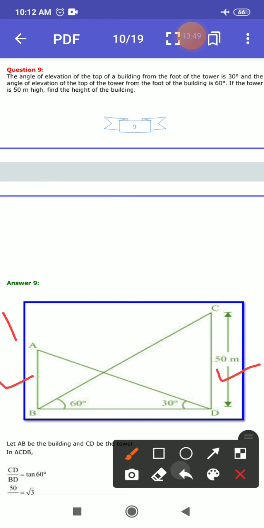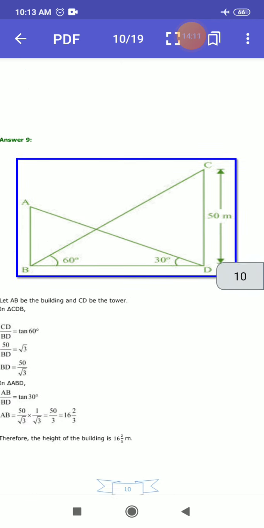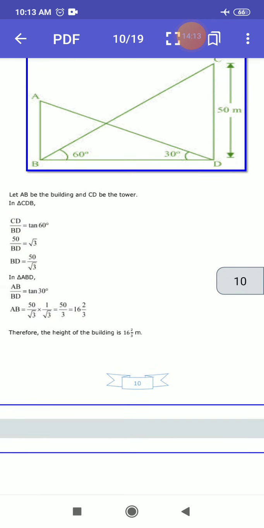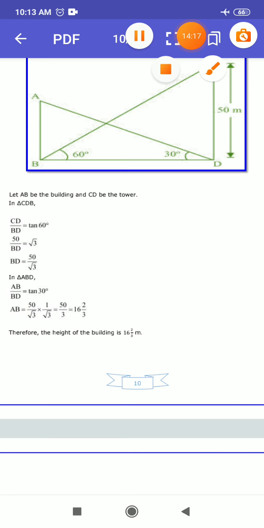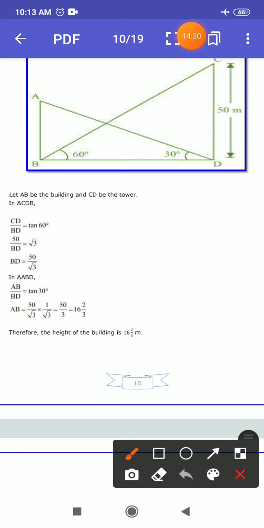Clear? Now you have to solve this question with the help of trigonometry, because a 90 degree angle is formed here and here, so you use trigonometry and then find the answer. Here you have to find the height of the building. So how to find the height of the building? Now see this question, how to find this value.